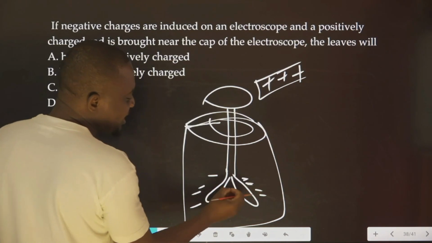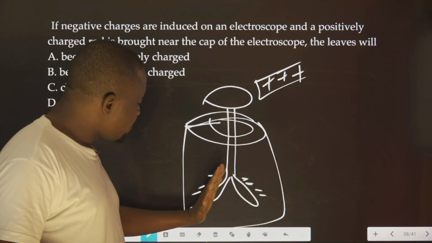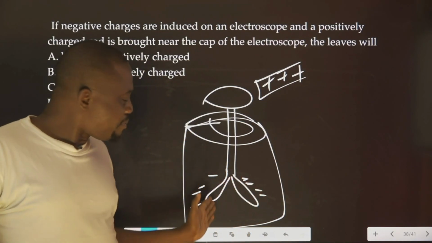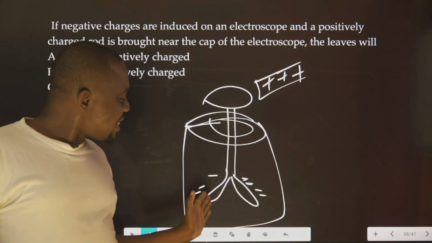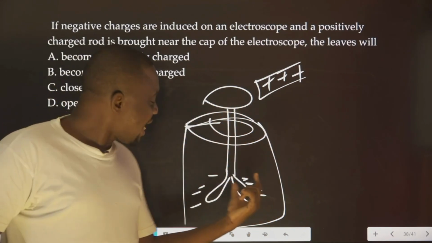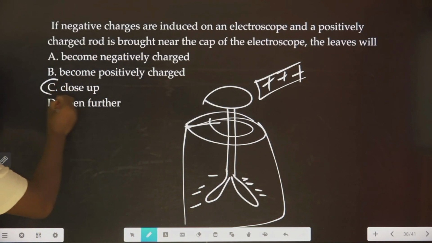It means that the repulsive force here will be less because currently this is negative, negative. Because they are negative, negative, this leaf is repelling this leaf, while this leaf is also repelling the other leaf. That is, they expand. Now that it's weak, it will close up. So the best answer is what?